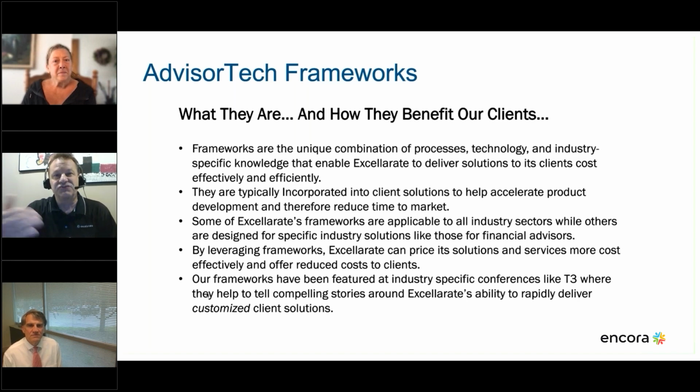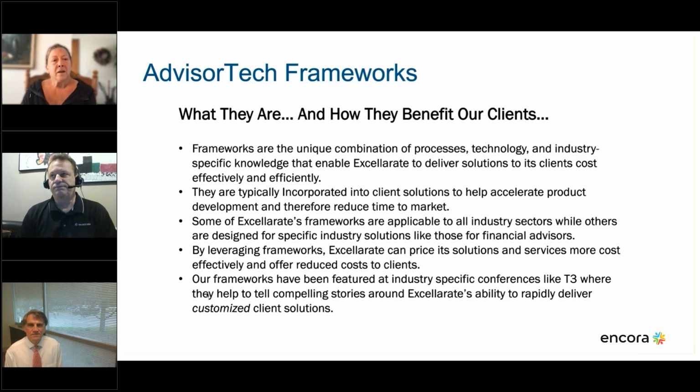And what that essentially does is reduce the client's time to market with their product. Some of our frameworks are cross-cutting across many different industries. But we have also designed some very industry-specific frameworks, not just financial services, though we're talking about those today, that help a certain area. By leveraging these frameworks, we can reduce our overall cost to build out the solutions, and we can then price those solutions more effectively and pass along those reduced costs to clients.